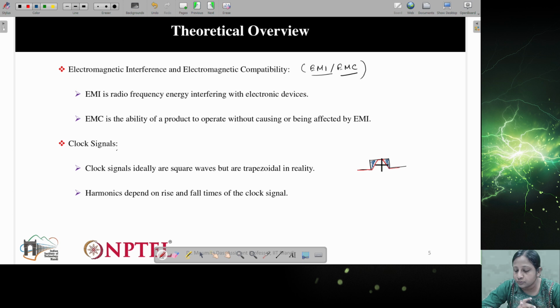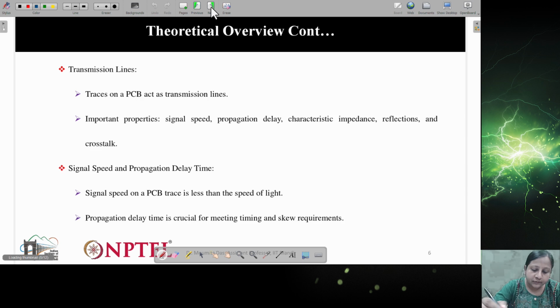The shaded portion which I have shown here, this part we have to see how to minimize. Harmonics depend on the rise and fall time of the clock signal. These two shaded portions are due to the rise time and fall time of the clock signal, and they will cause harmonics to be present due to the clock signal.